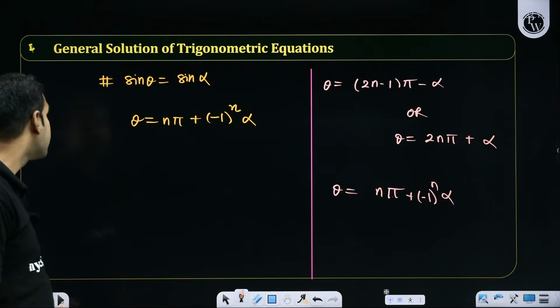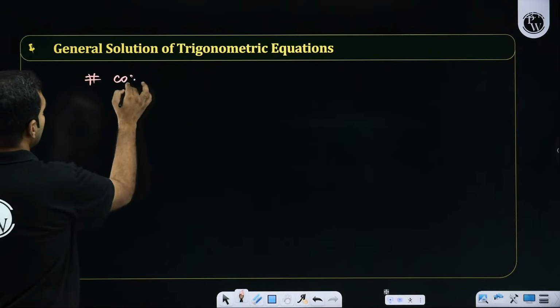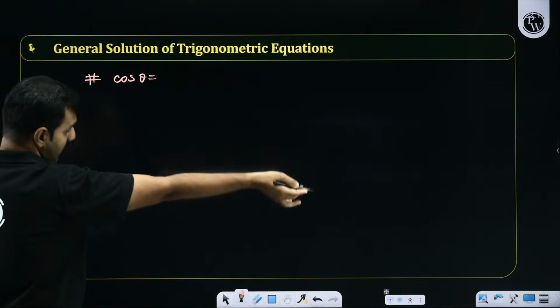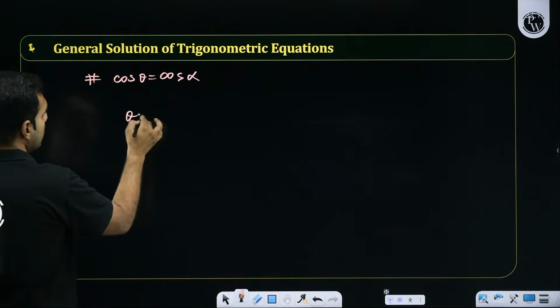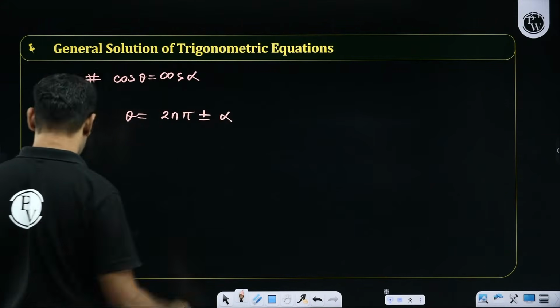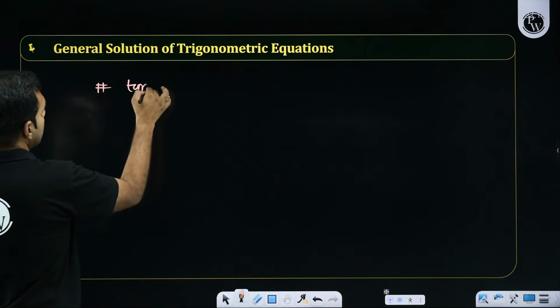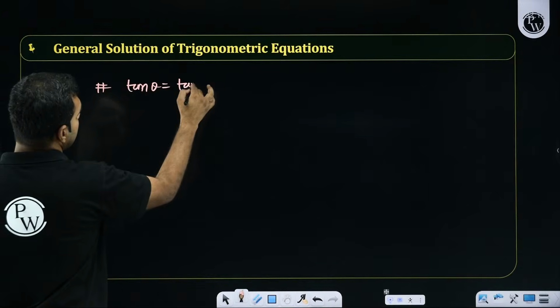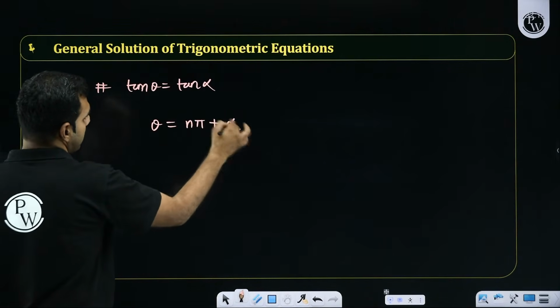With this, there comes one more. Sir, which one? I hope I now need not give you the formulae, the derivations. If I'm told cos theta is equal to cos alpha, then I hope you understand theta will be 2n pi plus minus alpha. Please remember this result. Next one, if I'm told tan theta is tan alpha, then theta is given by n pi plus alpha.